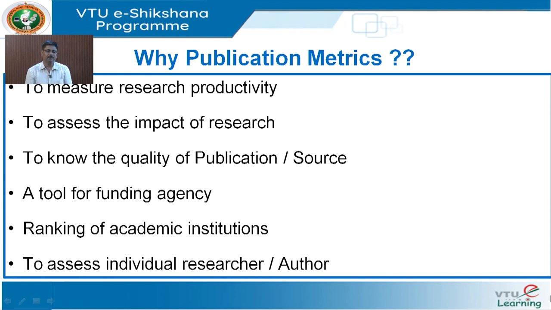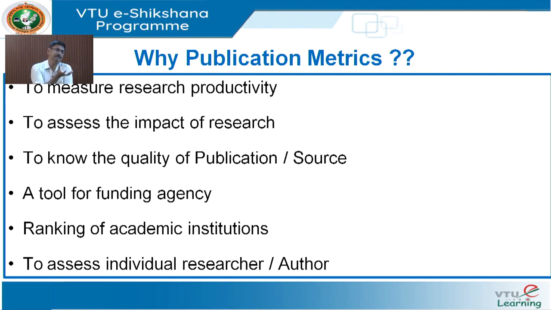Okay. So why are publication metrics important? Unfortunately, these have become a measuring tool to assess the performance of an academic institution or a research institution. So scholarly publications have become one of the parameters to assess the impact of research and to know the quality of the publication and source.